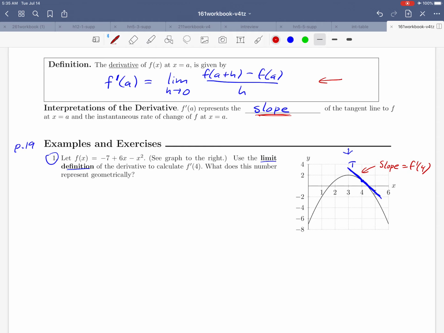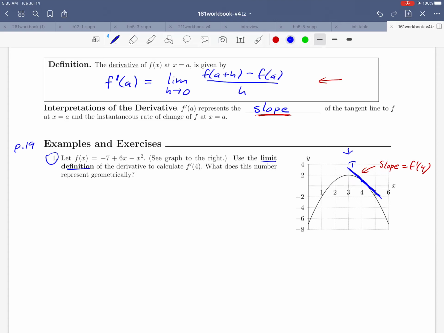Now before we do the calculation, can you tell from the picture whether that line would have a positive or a negative slope? What do you think? You see how that line goes down left to right? That's probably going to have a negative slope, so we would expect to get a negative derivative here. Let's see if that's what happens.